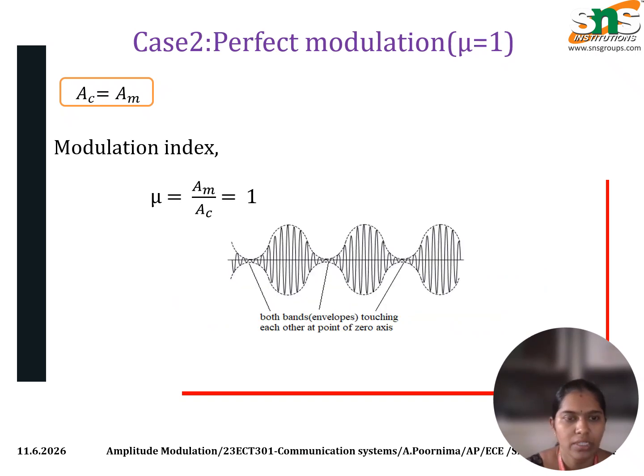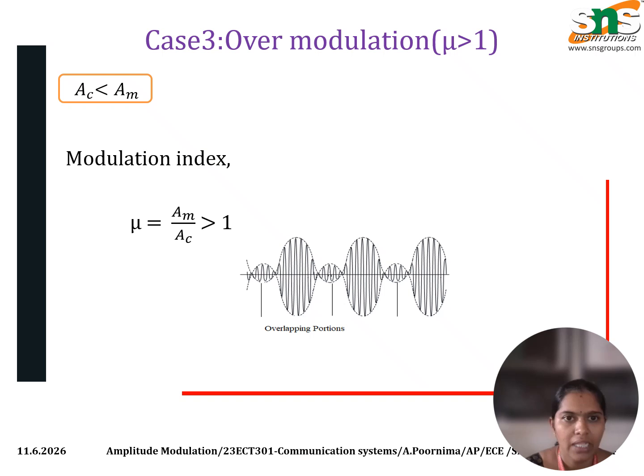And the next is perfect modulation. In this category, the amplitude of the carrier is equal to the amplitude of the message signal, making mu equal to 1. Under mu equal to 1, there are no unused carrier portions. So this will improve the power efficiency of the AM signal. And the next one is over modulation. Here Ac, the amplitude of the carrier, is much lesser than the amplitude of the message. So it makes mu greater than 1. In this category, the AM wave gets collapsed by overlapping portions. This results in corrupted communication. So in practice, mu greater than 1 will not be useful.